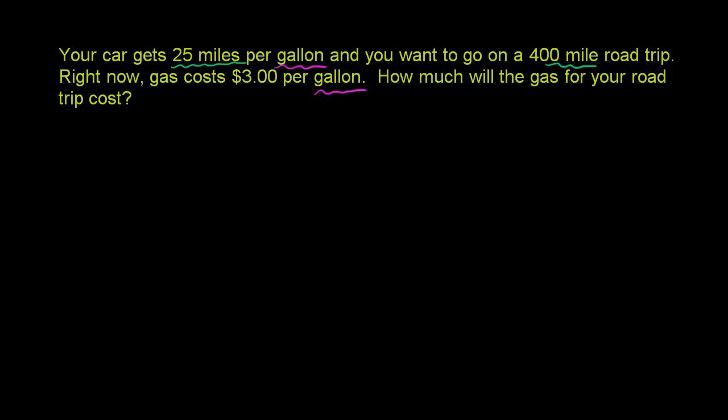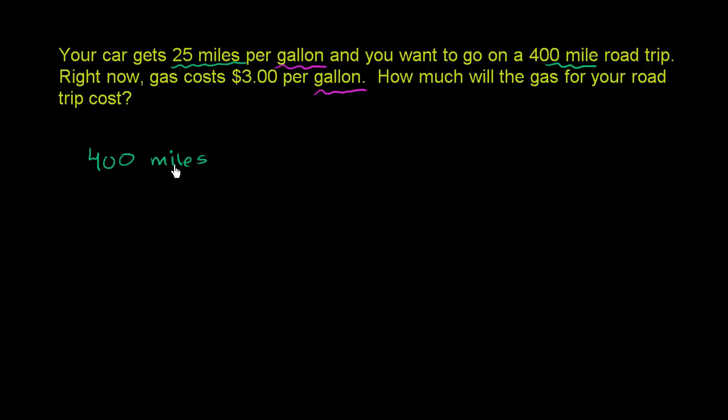So let's see. They tell us they're going on a 400-mile road trip. The first thing I'd want to think about is, how many gallons am I using? Once I know how many gallons I'm using, I know it's $3 per gallon, so I can multiply the number of gallons by $3. So to figure out the number of gallons, would I want to multiply 400 miles times the miles per gallon, which is 25, or would I want to multiply by the gallons per mile?